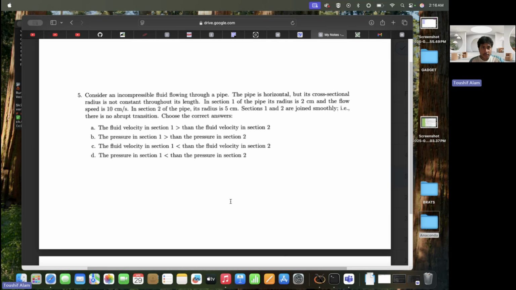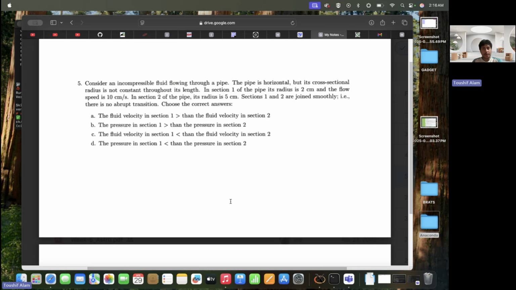Moving on to the next question. Consider an incompressible fluid flowing through a pipe. The pipe is horizontal, but its cross-sectional radius is not constant throughout its length. In section 1 of the pipe, its radius is 2 cm and the flow speed is 10 cm per second. In section 2 of the pipe, its radius is 5 cm. Sections 1 and 2 are joined smoothly, so there is no abrupt transition. Choose the correct answer. You can see options A, B, C, and D are given.